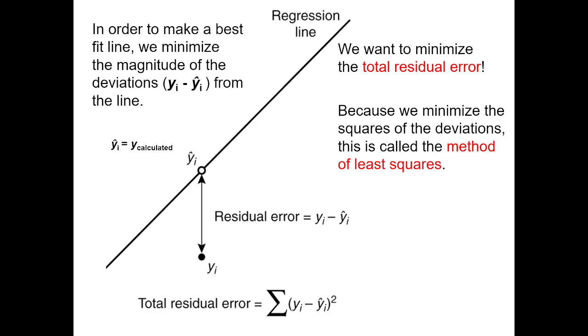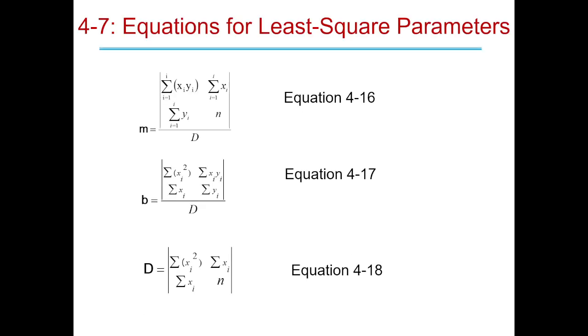So we want to minimize the total residual error. Because we minimize the squares of the deviations, this method would be called least squares, the method of least squares. And notice that again, you're taking this total residual error, you're minimizing it. Your total residual error is the sum of your errors squared. So literally the squares of the residual error summed. These are the equations we talked about. Notice they are matrix equations.